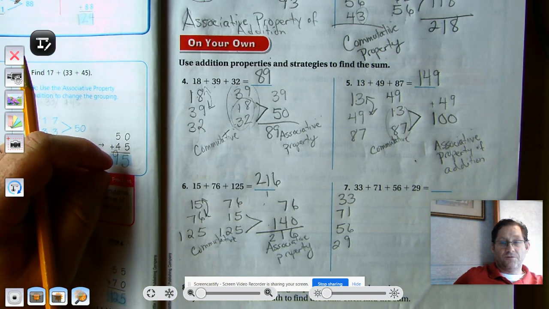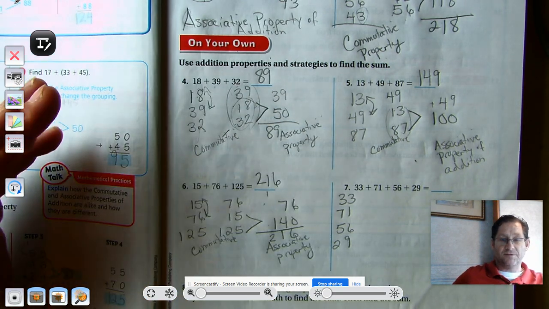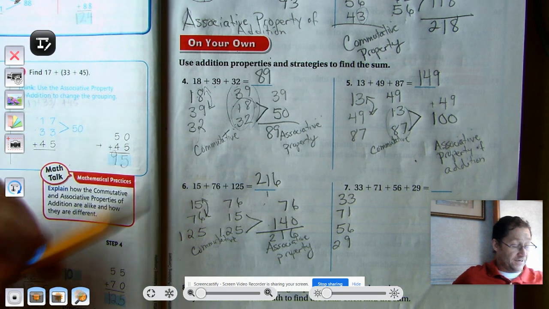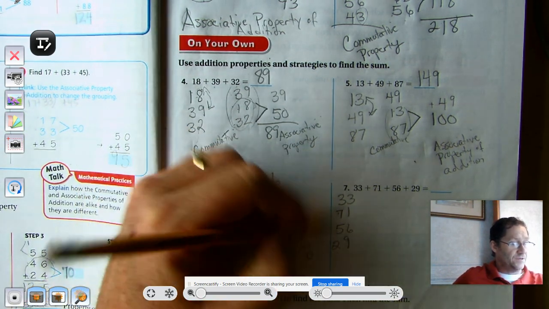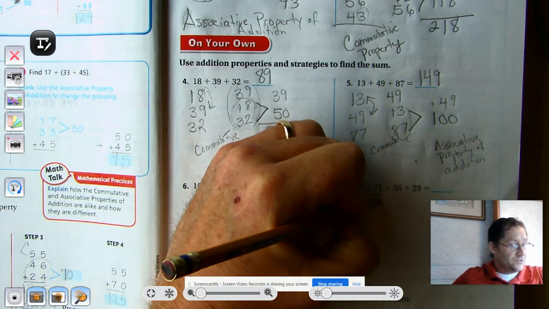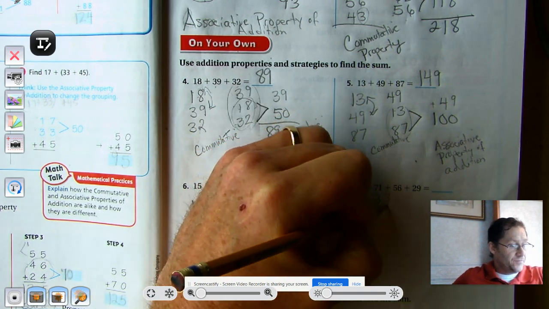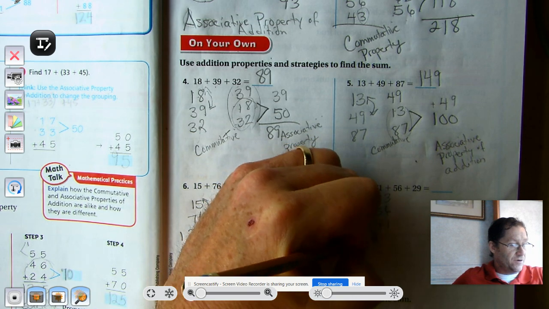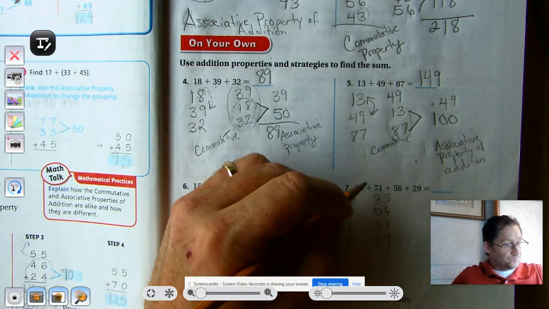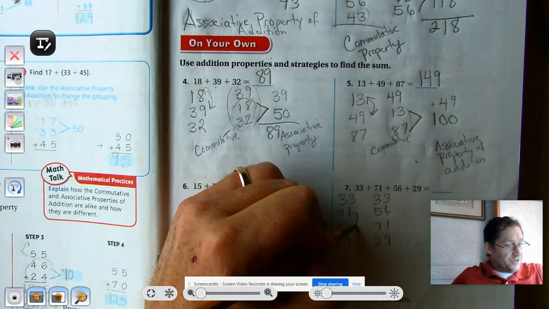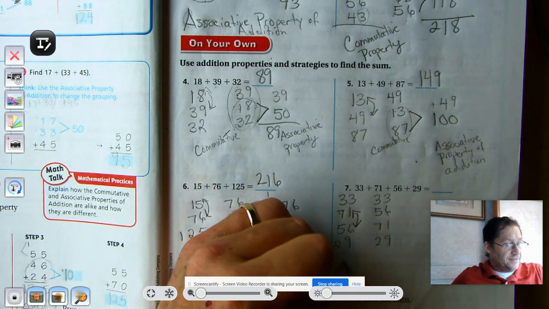So we want to regroup, if possible, to find a 10, a value of 10. And I see that 71 and 29 would give me 10. So 33 plus 56 plus 71 plus 29. So that, again, to change the order of these two numbers is commutative.